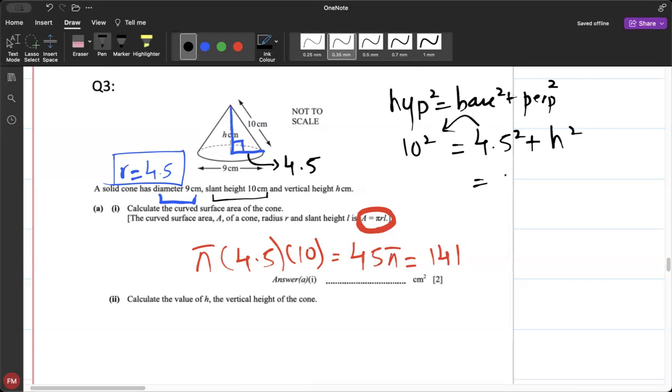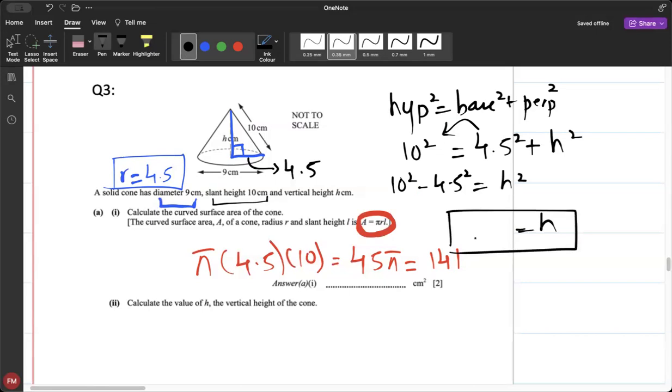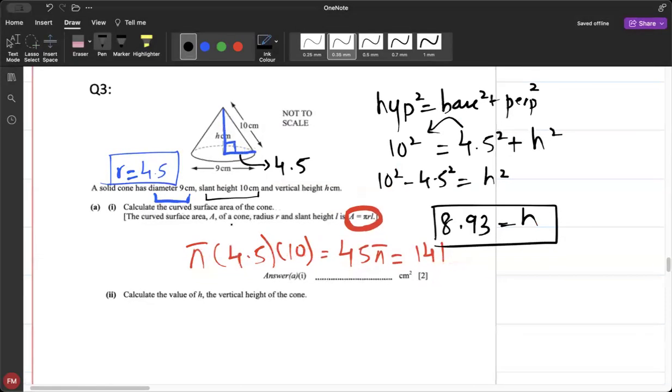Aren't we supposed to show that step? You can. Obviously, you can. How much is this worth? 3 marks? I mean, sure, you can. 10 squared minus 4.5 squared and then the square root. So h, now I can do it directly. If I put this in my calculator, this comes out to be 8.93 correct to 3 significant figures. So this is how you do it.